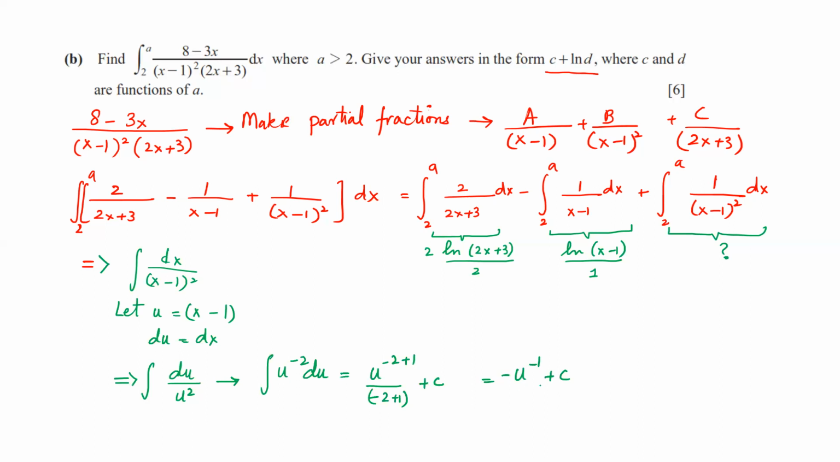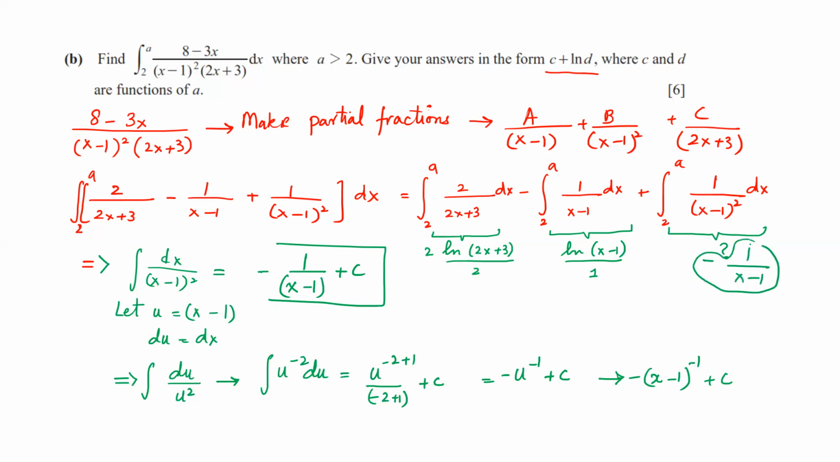Now replace u by x minus 1. So this integration becomes minus 1 over x minus 1, plus c. So this is how you get it.